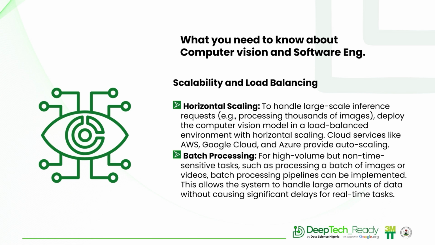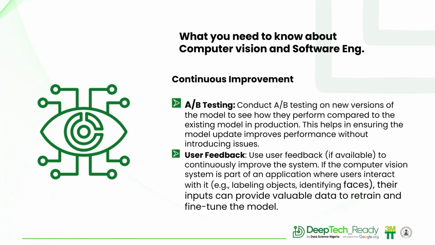Now, continuous improvement. One of the things you need to be aware of as a computer vision person is that you don't just build a model and deploy. You need to continuously improve the model, and one of the ways to do that is A/B testing. You have to conduct A/B testing on new versions of the model to see how they perform compared to the existing model in production. This helps ensure the model updates improve performance without introducing new issues.